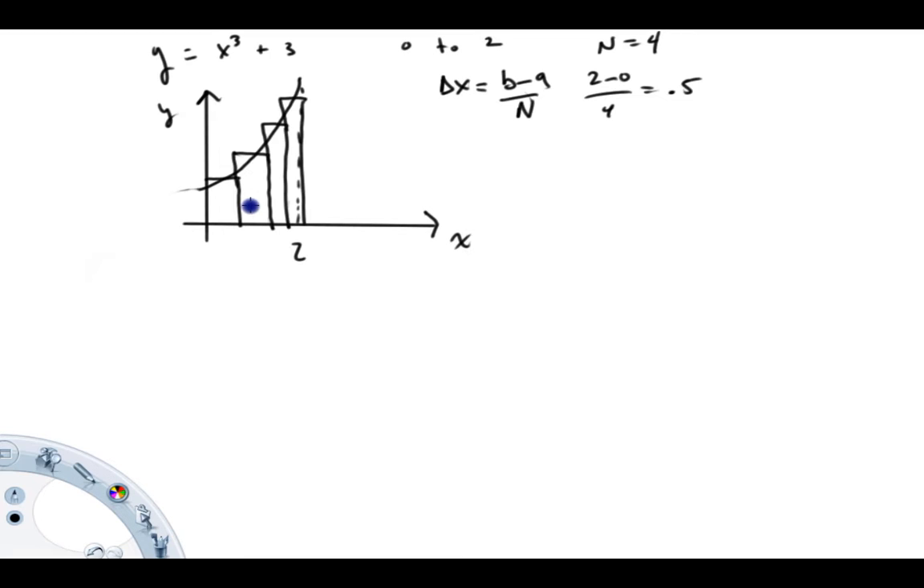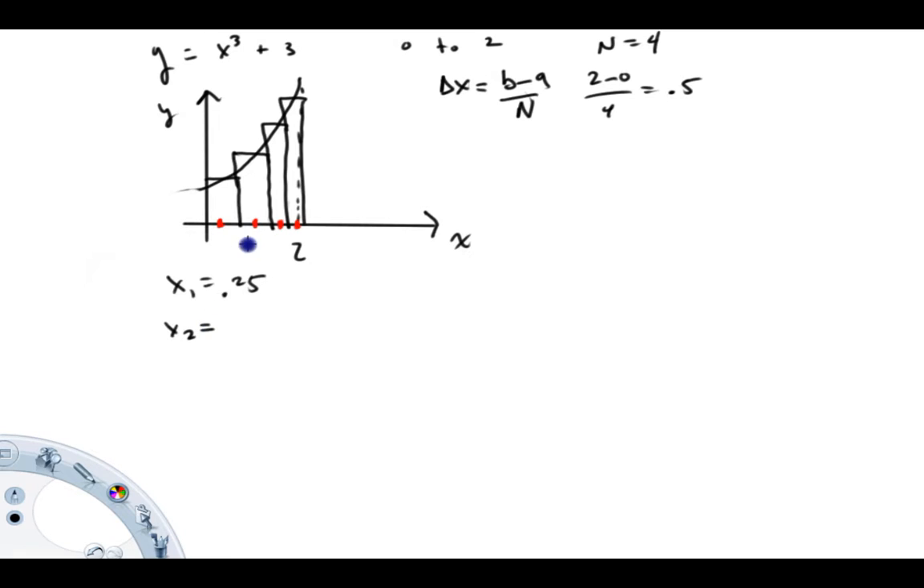Now, the area of each rectangle is length times width, but the length is given by the function value at a very specific x value. The x values we need for our calculations are here, here, here, and here. They're the x values at the centers of the rectangles. Because delta x is 0.5, the first x value we need, this one, is going to be 0.25. This is 0.5 from here to here, so this is right in the center, so I'm subtracting half of a delta x.